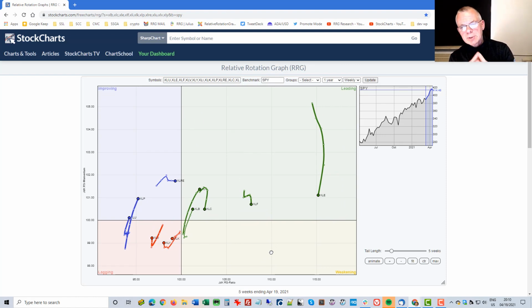And why is that? Because the further away a tail is from the center of the chart, the bigger the difference, the bigger the potential for alpha, because it's way out from the benchmark. It's a big difference from the benchmark. That's why that differentiation is there.